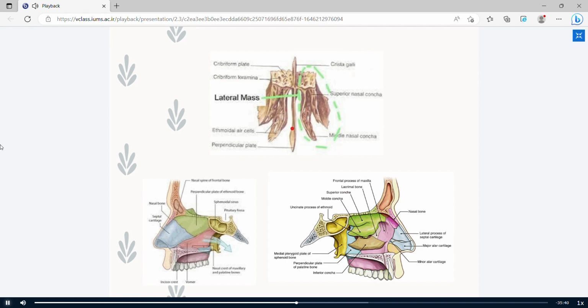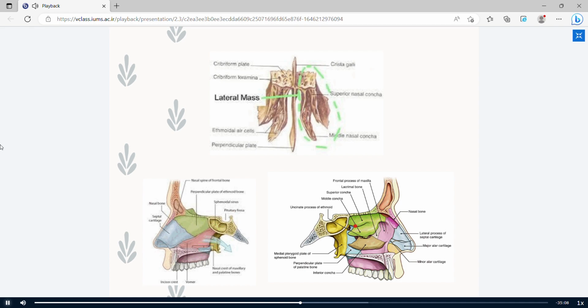This is the lateral mass. The lateral mass has two conchae, the superior concha and the middle concha. Another concha, the inferior concha, is an independent, separate bone in the facial skeleton. It does not belong to the ethmoid bone.